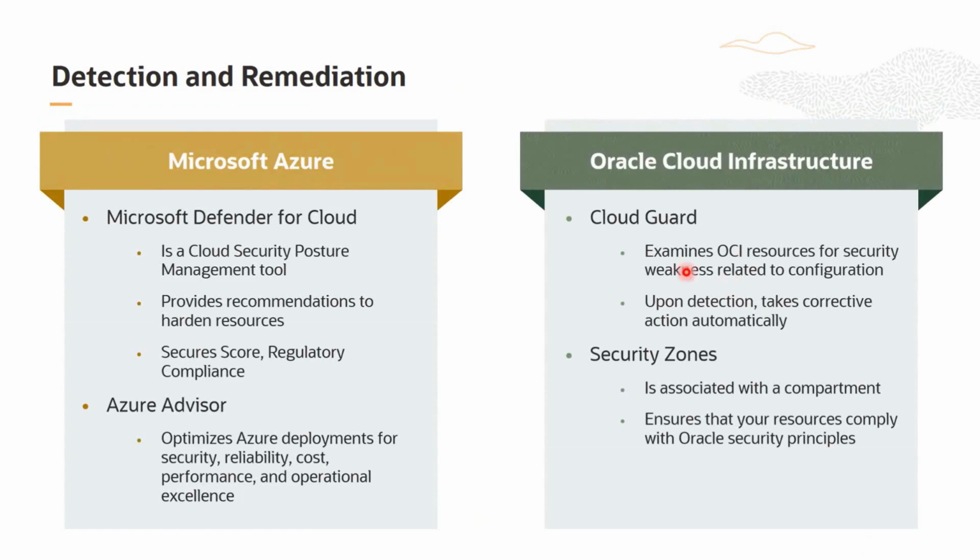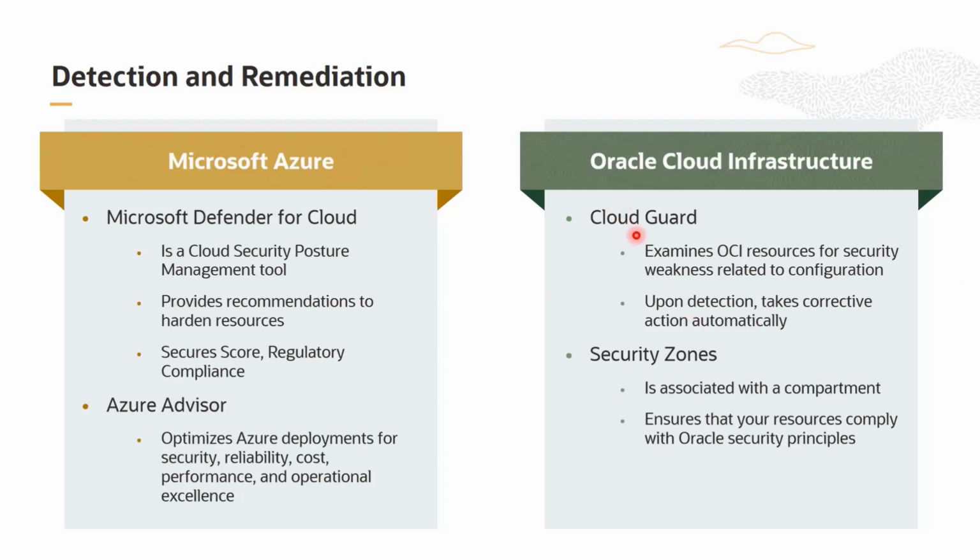Now let's talk about detection and remediation. Both Azure and Oracle Cloud Infrastructure have a security posture management service. In Azure, it is known as Microsoft Defender for Cloud. Previously, this service was also known as Azure Security Center. This service provides recommendations to harden the resources deployed and also provides a secure score. The secure score is a reflection of the security posture of your Azure deployments.